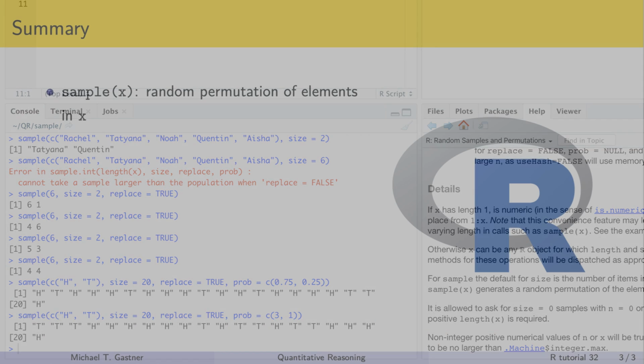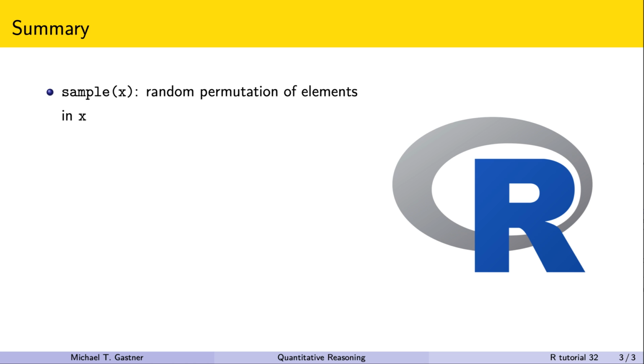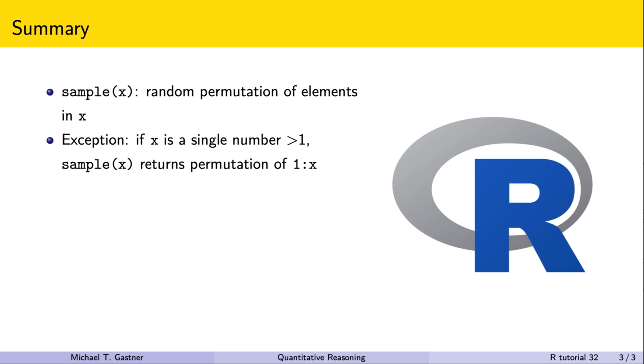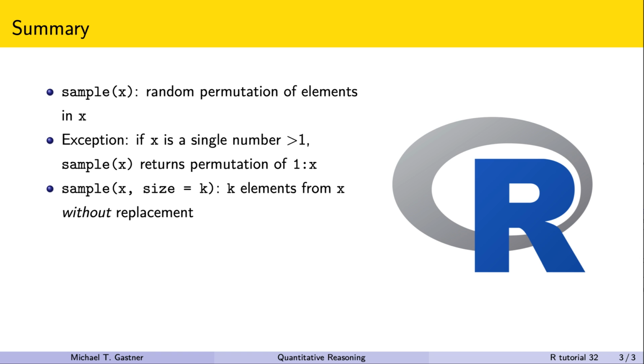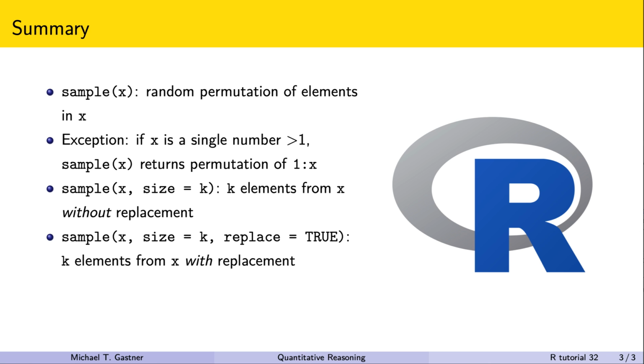Let's recap what we learned about the sample function. sample(x) creates a random permutation of the elements in the vector x. There's one exception to this rule. If x is a single number greater than 1, sample(x) returns a permutation of the integers between 1 and x. We sample k elements from x without replacement by using the command sample(x, size = k). If we want to sample k elements with replacement, we need to add the argument replace = TRUE. By default, all elements in x are sampled with equal probability. If we want to sample them with different probabilities, we pass the probabilities as additional argument prob to the sample function.